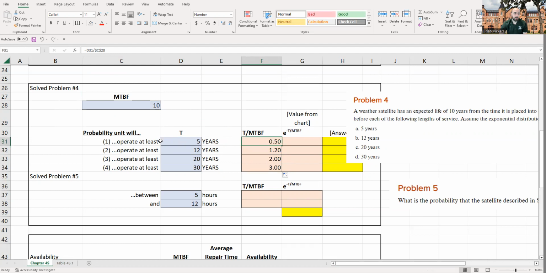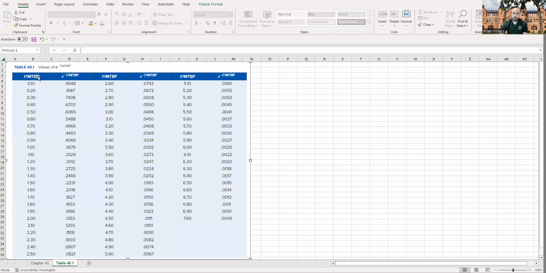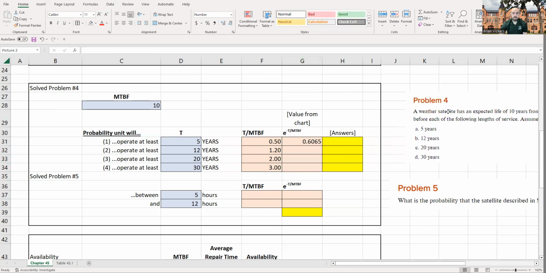So we need to look at the likelihood of it lasting at least 5 years, 0.50 on this chart. So we looked at this chart, and T divided by MTBF at 0.50 is 0.6065. I would just write down 0.6065. So you're going to be writing this in. You're not going to be doing a calculation in this cell. The value from the chart, you'll type it in. But sometimes it might ask you, what's the likelihood of this failing before?